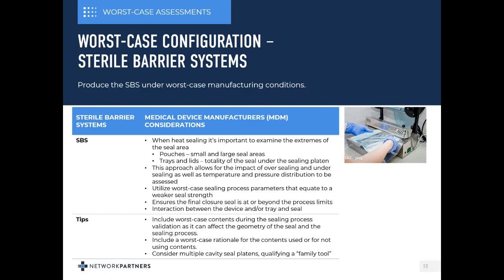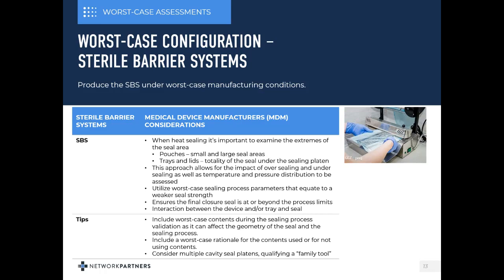Okay, so tips for this. You want to include worst case contents during the sealing process, during the validation, because if the contents affect the geometry of the seal in the process, you want to use that. So it may not be the device itself, it could be the backing card the device is attached to or secured toward, or it could be the tray that goes in the pouch that contacts the seal. You don't know until you go through this. I've been hammered on this by multiple auditors before, and I always write justifications in there and they're always accepted.